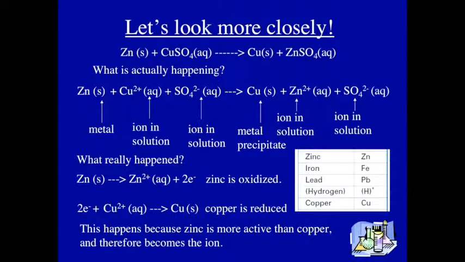As we just saw, zinc is more active than copper. So whichever element is the more active one will become the ion. In this case, zinc was more active than copper.